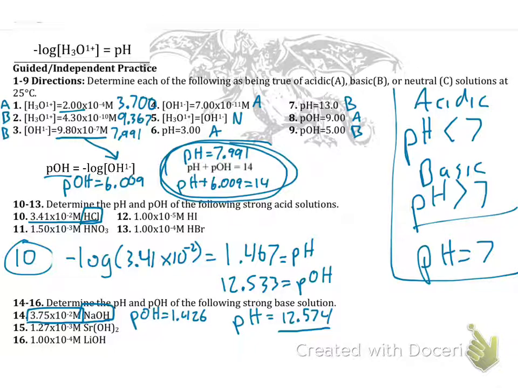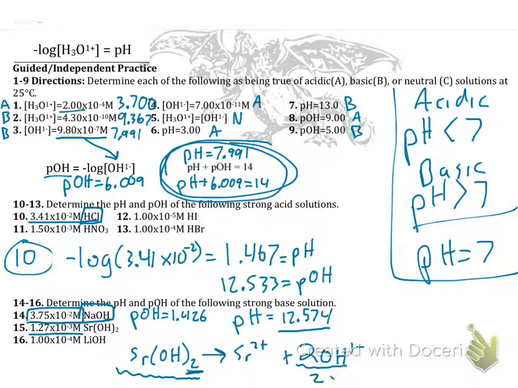Now I want to talk about number 15 for a moment, because we're given this concentration right here, which again, when we do some sort of calculation with that, it's going to end up giving us the pOH. However, when strontium hydroxide goes into solution, it dissociates to make strontium plus hydroxide. But it doesn't just make one hydroxide, it makes two hydroxides. So what does that mean for the concentration of the hydroxide? Well, whatever the concentration of this is, the hydroxide concentration is going to be double that.